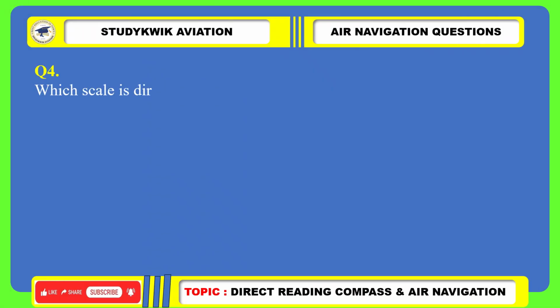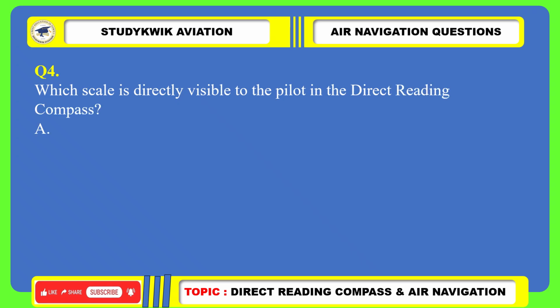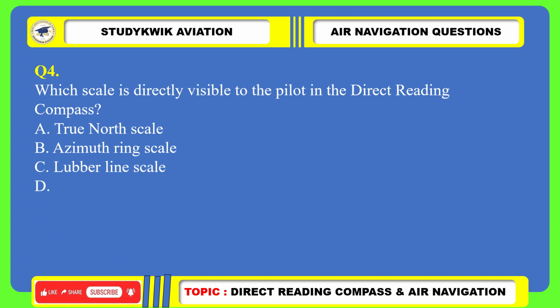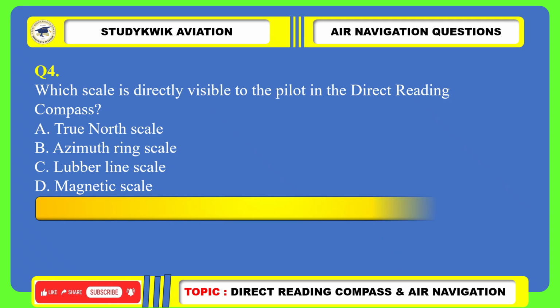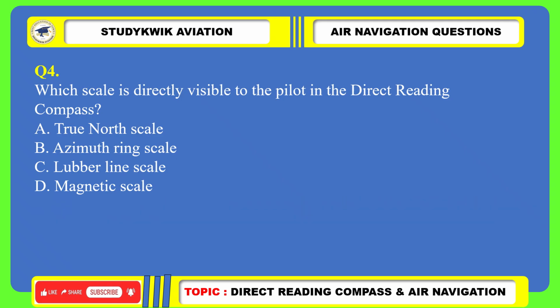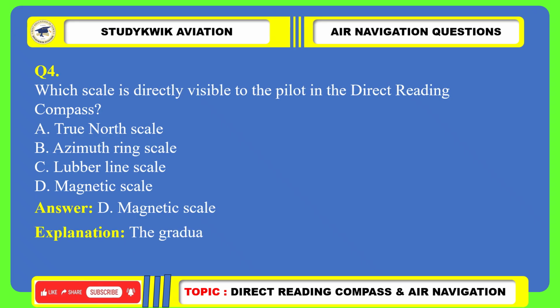Question 4. Which scale is directly visible to the pilot in the direct reading compass? True North scale, azimuth ring scale, Lubber line scale, magnetic scale. The correct answer is D. Magnetic scale. The graduated card shows magnetic headings against the Lubber line.